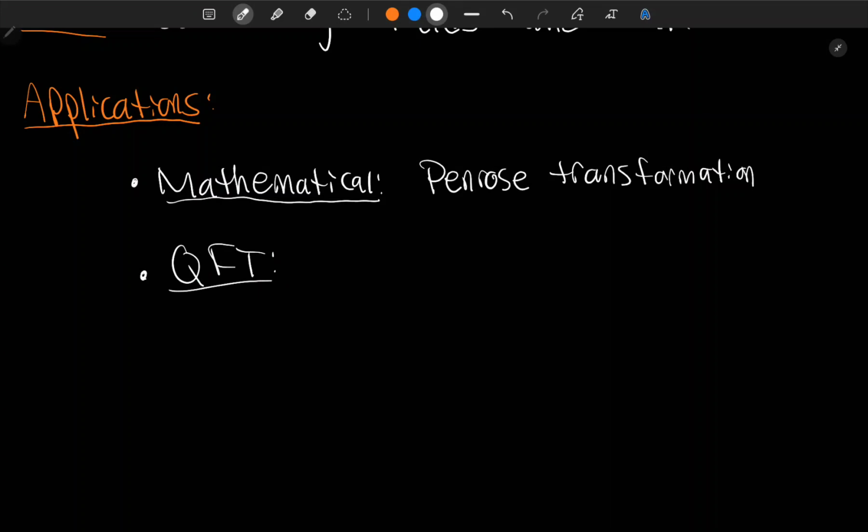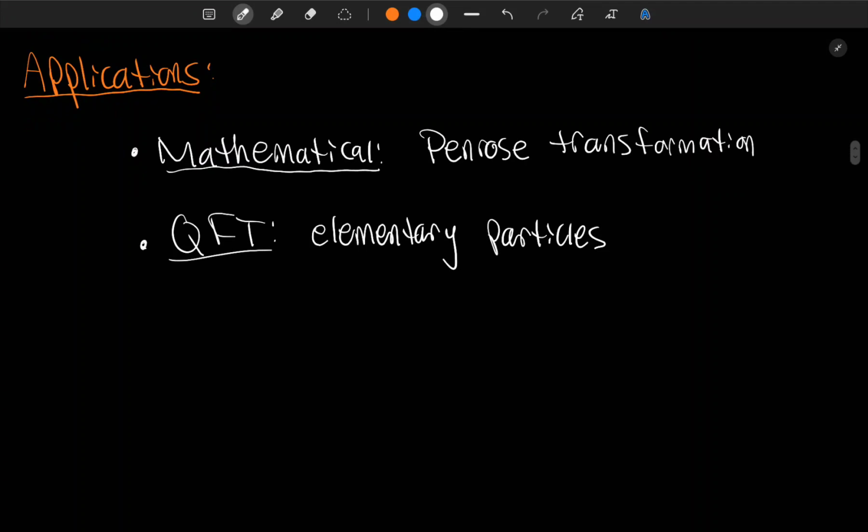But it also has applications in a more physical setting, specifically within quantum field theory, or QFT. So within QFT, it's interesting to study elementary particles and their interactions within Minkowski space. A recent program known as celestial holography uses exactly this. It uses Twistor theory to study interactions within Minkowski space. So that's another application of this theory.